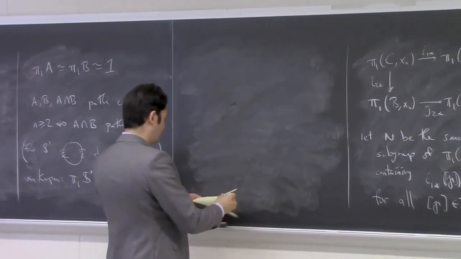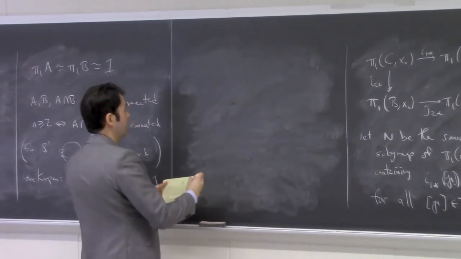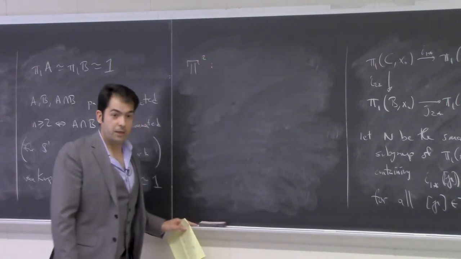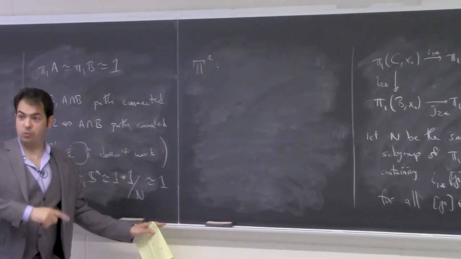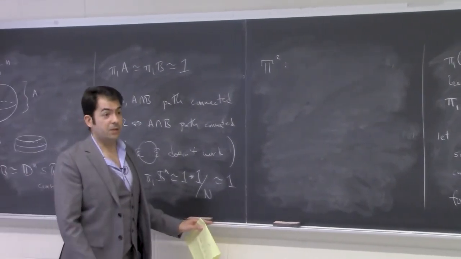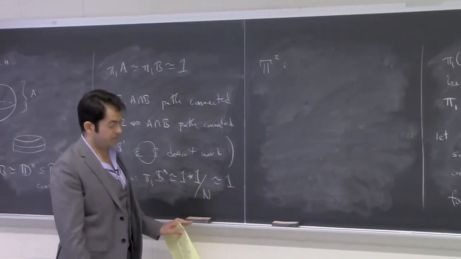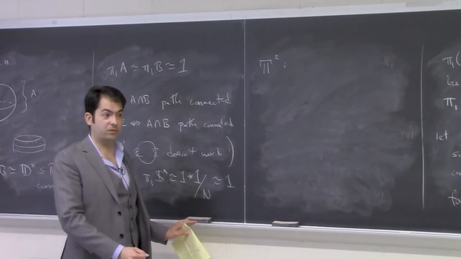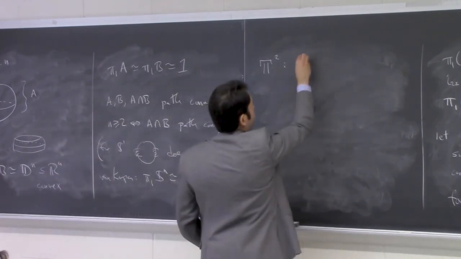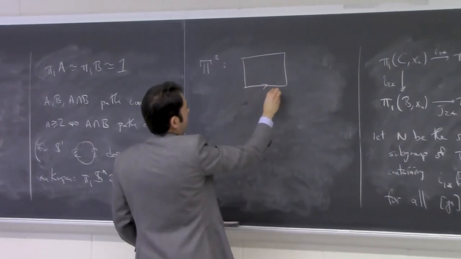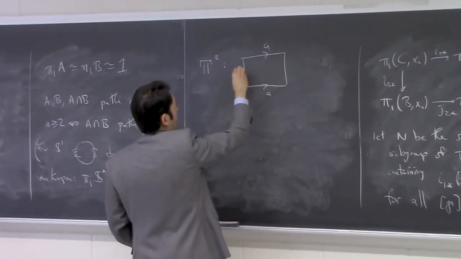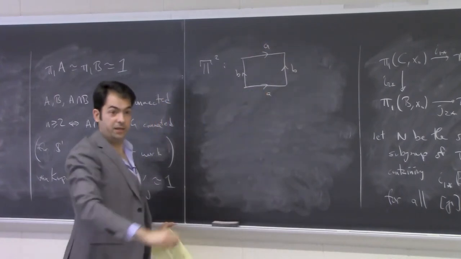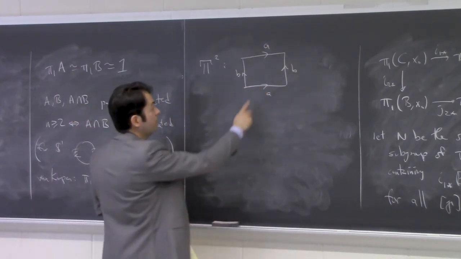Okay, let's look at the torus. Of course, we already know how to compute the fundamental group of the torus because it's just S^1 cross S^1. But let's compute it using its identification space, which we talked about when we were talking about cell complexes. So the torus is just a rectangle with opposite sides identified. So it includes the interior.